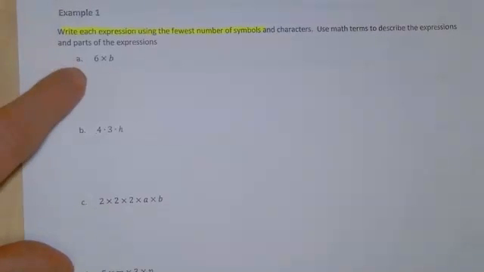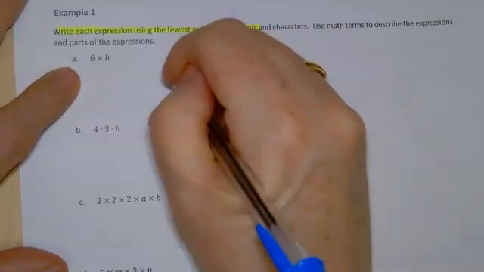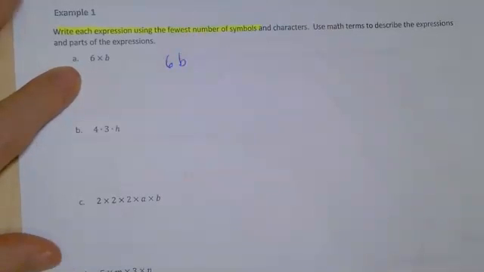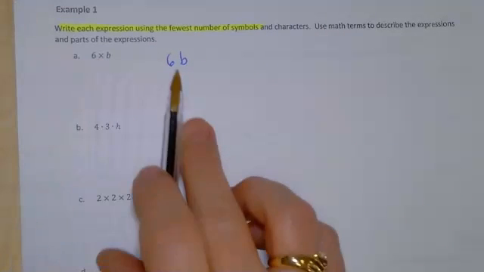Okay, ladies and gentlemen, you may not remember this, but we talked about this once before. We said anytime there's a number next to a letter and there's no sign in between, it means to multiply. So we can get rid of the X and just write 6b.